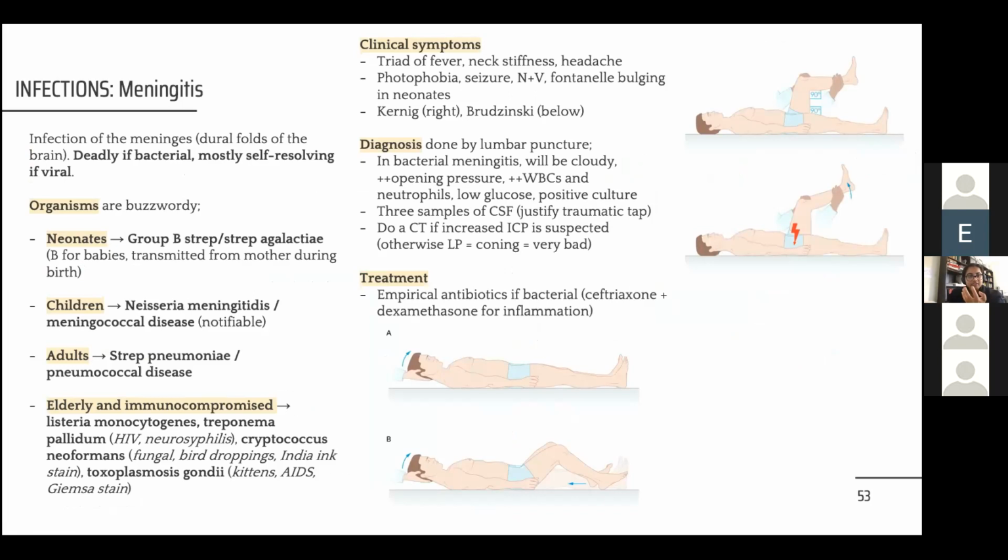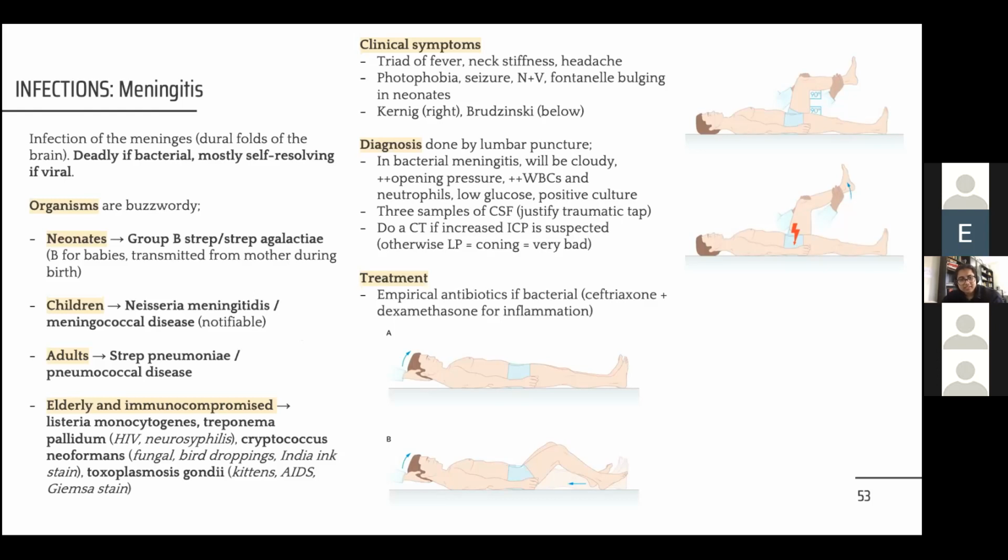So for neonates, for babies, it's group B strep. B for babies, or agalactiae reminds me of milk, like lactase, like milk for babies. And that's transmitted from the mother to the baby during birth. In children, most commonly you have Neisseria meningitidis, which is also called meningococcal disease, and this is a notifiable disease.